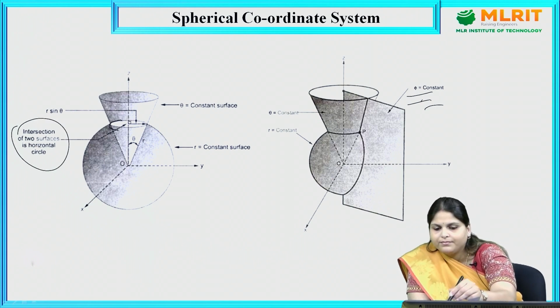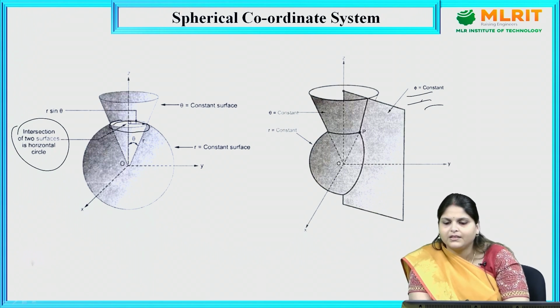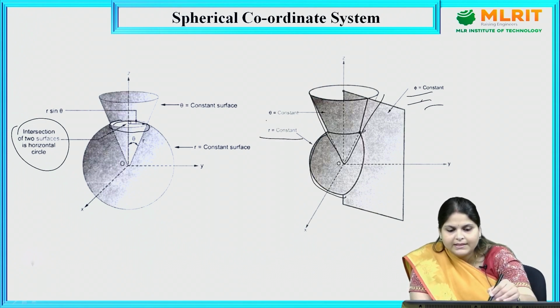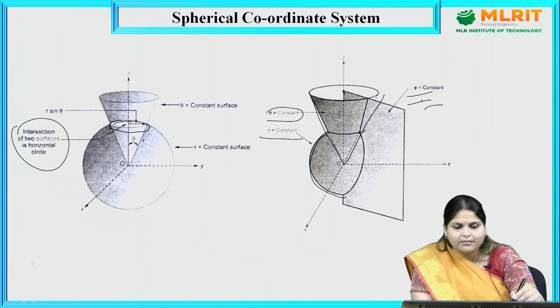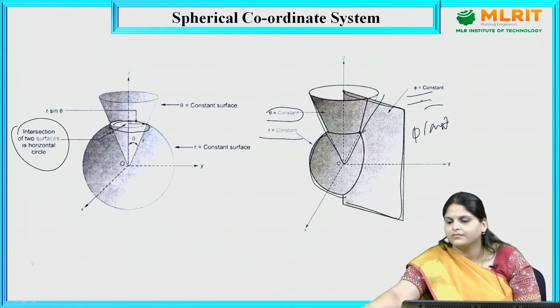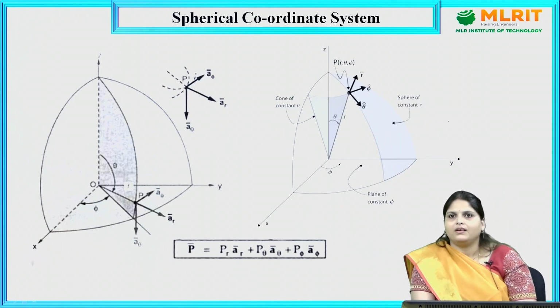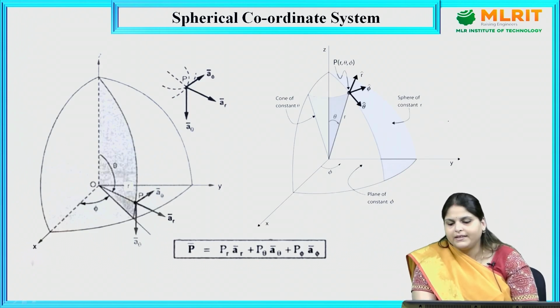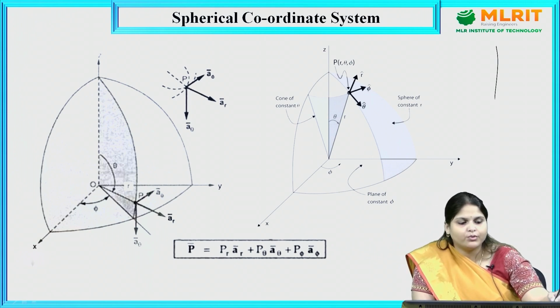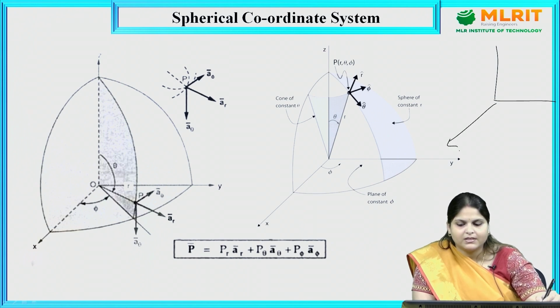a horizontal circle, this one, right? So this is our sphere of r constant. This cone is of theta constant, and this plane is called phi constant, right? Next, let us discuss locating a point. Okay, so that is how we have drawn it. Once again, I'll draw it here so you would understand how exactly we draw it. This is your x-axis, this is the y-axis, and this is the z-axis.